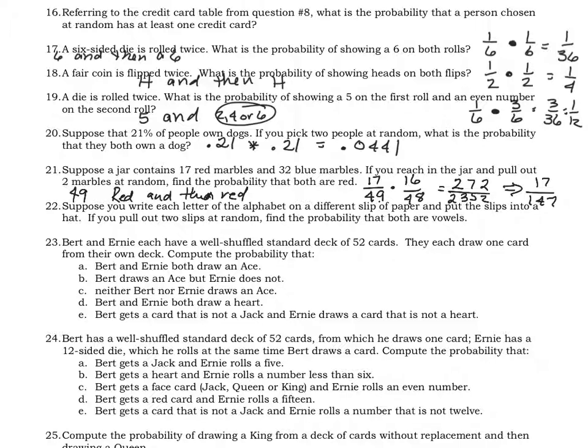22: suppose you write each letter of the alphabet on a different slip of paper and put the slips into a hat. If you pull out 2 slips at random, find the probability that both are vowels. So we're looking for a vowel and then a vowel. There are 26 letters in the alphabet, and there are 5 vowels: A, E, I, O, U. This is pretty much like number 21. So we've got 5 out of 26, and then you take 1 out, so we have 4 out of 25. We end up with 2 over 65.